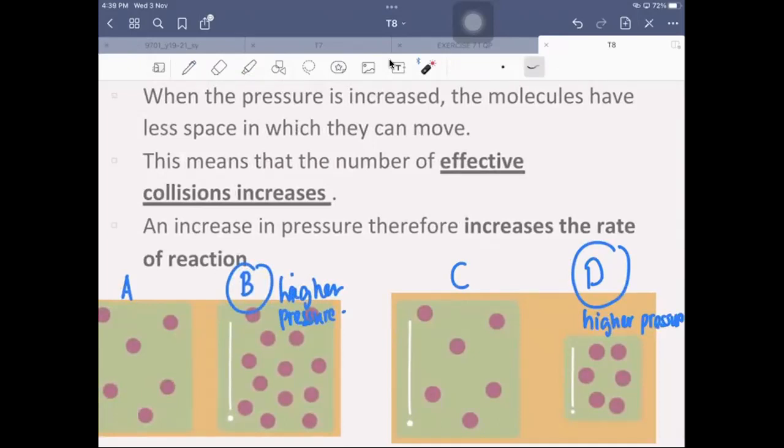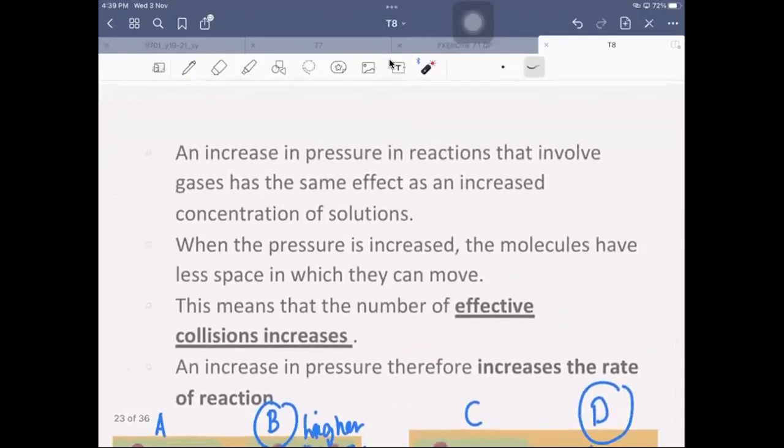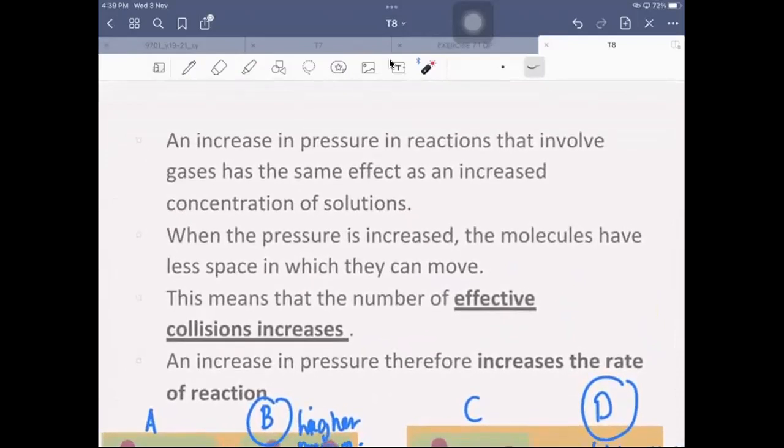Okay, so the explanation: an increase in pressure in reactions that involve gases has the same effect as an increased concentration of solutions. When the pressure is increased, the molecules have less space. If they have less space between them, that means the frequency of collision will be higher. That means the probability of effective collisions will increase as well.